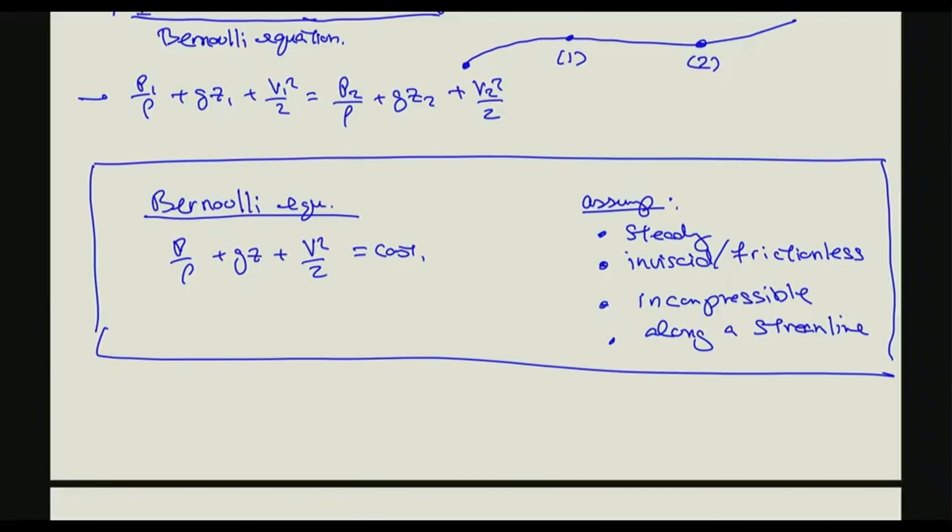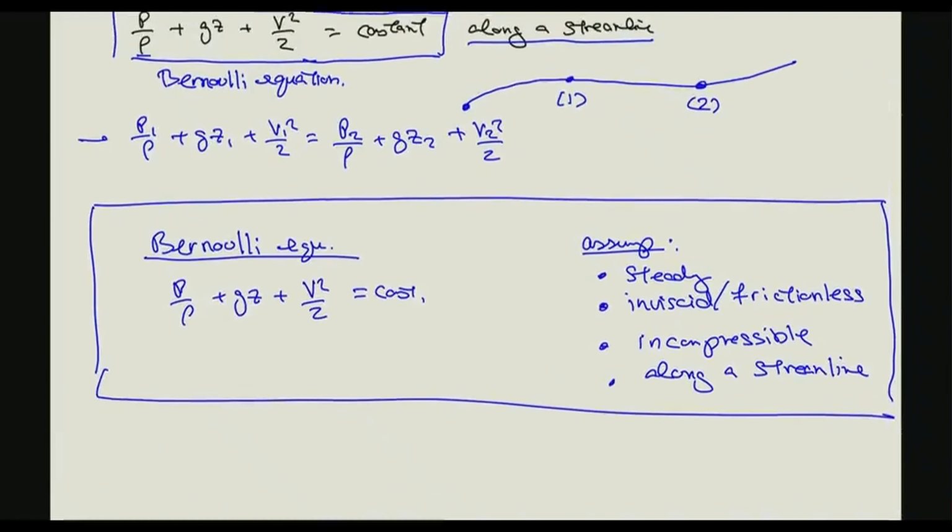Now, before I do examples, let me just go over this. This came from Newton's second law, which is essentially conservation of momentum. Okay? And in general, we have these two unknowns here, pressure and velocity, given the elevation or location of the streamline.